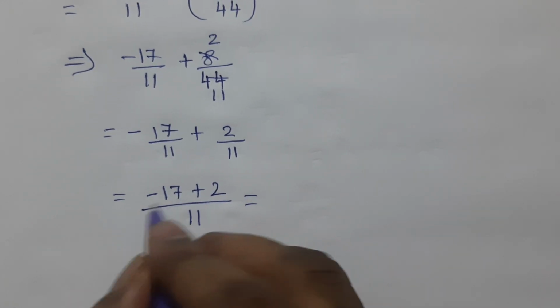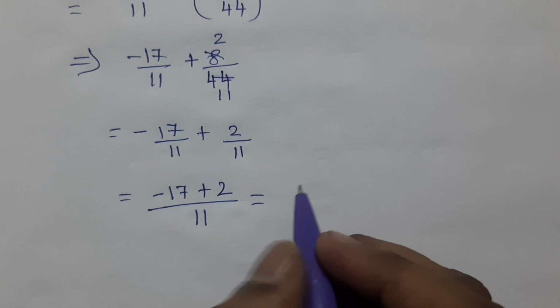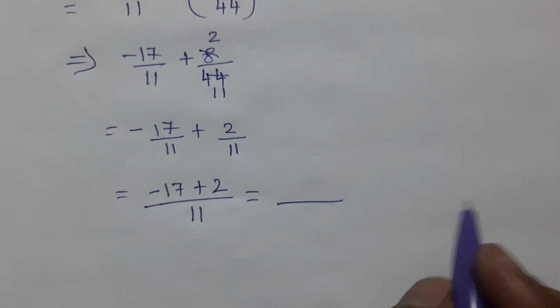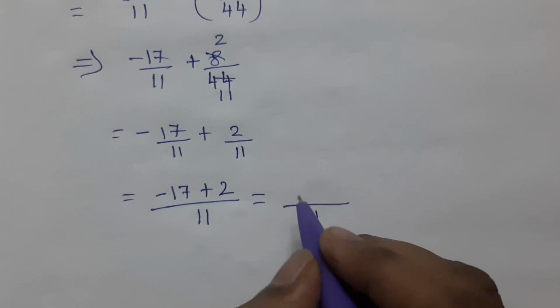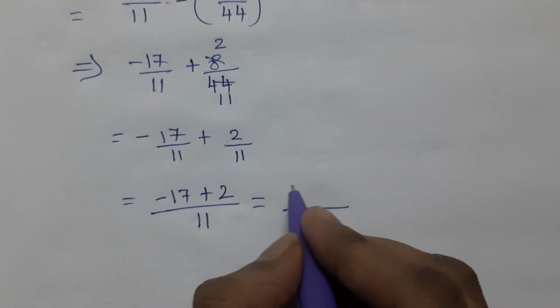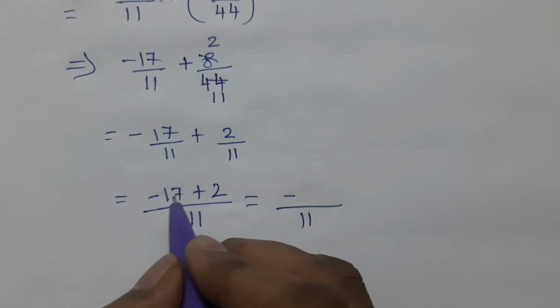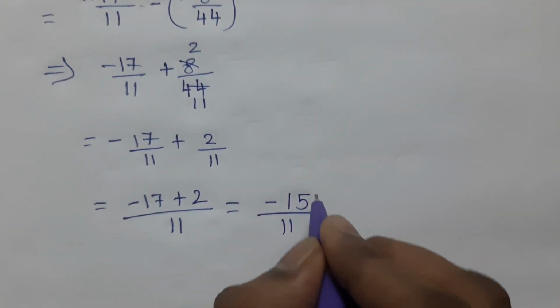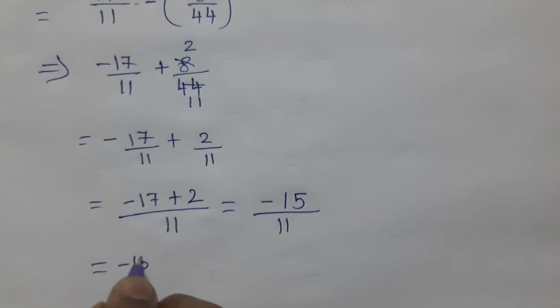Now one positive and one negative. For this type of case, what we have to do? Put the greater number's sign and subtract greater to smaller. Which is the greater number? 17. Its sign is minus, and 17 minus 2, 15. So our answer is minus 15 by 11.